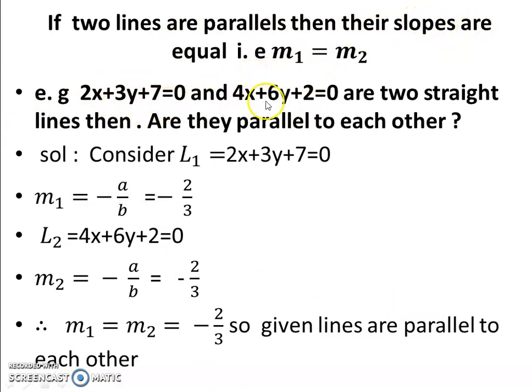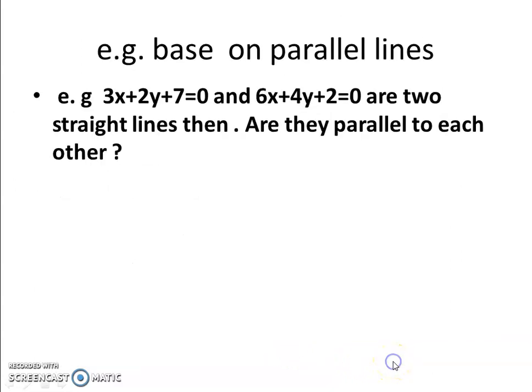For 2x plus 7y and 4x plus y as straight lines, we have to consider the slopes, minus 2 upon 3 and minus 2 upon 3, so they are parallel to each other.